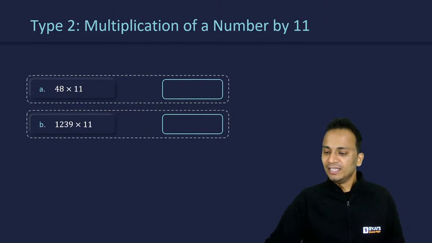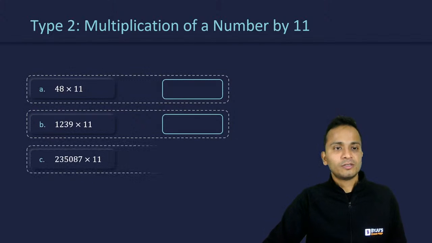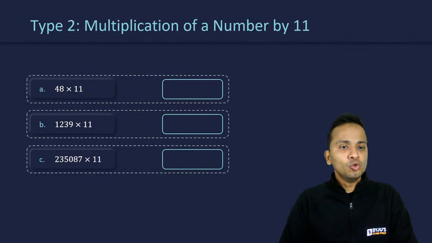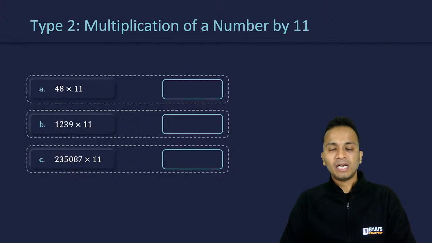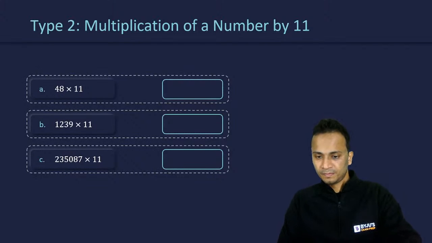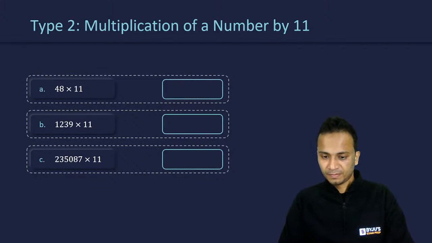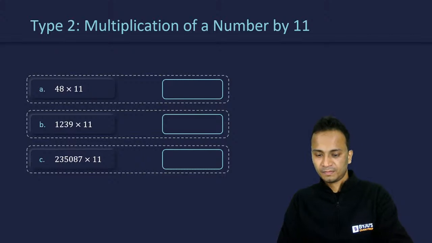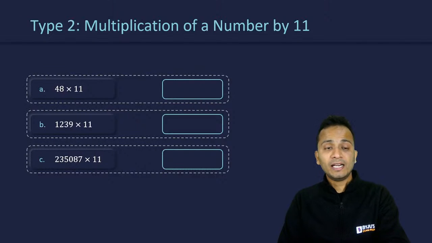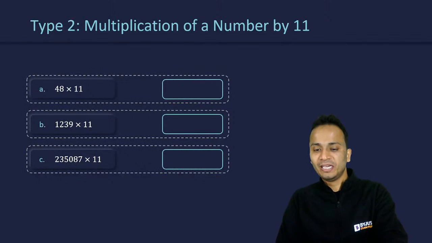Okay? Chalo. Next question. Part C. 235087 when multiplied by 11. Yes, Pratyush, I'll take two more examples. Don't you worry about that.